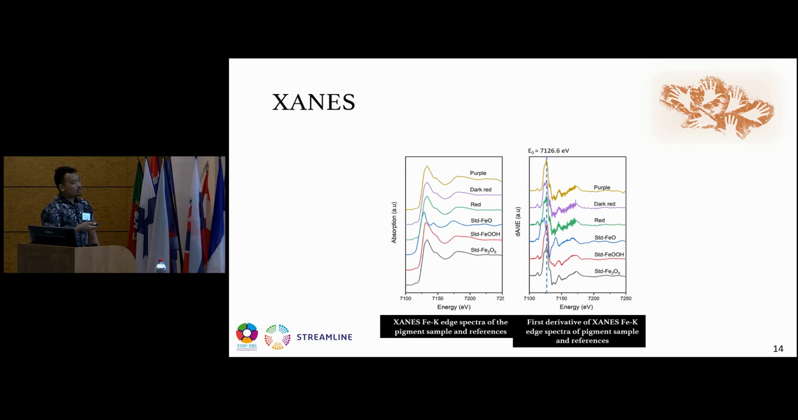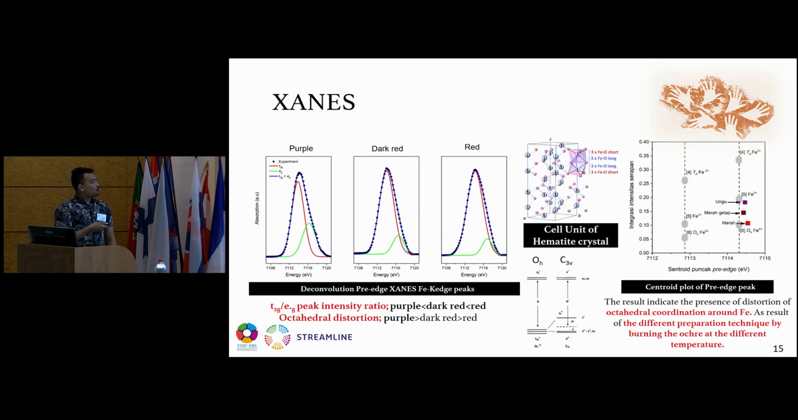So actually, we also do the linear combination fitting analysis. The linear combination fitting is quite similar to the hematite. It's 100% hematite, not another iron 3+ oxidation state species. And then we do the deconvolution of the pre-edge K-edge peaks. This one is the result, and we have different absorption phenomena for the three pigments. This one is the purple pigment with the higher absorption on the EG transition, and this one is quite low compared to the purple pigment, but it is lower in the T2G transition.